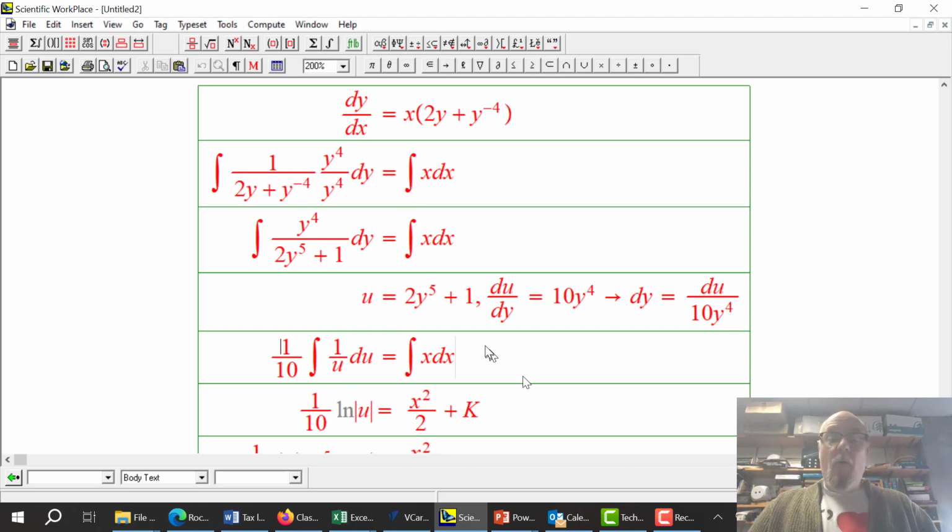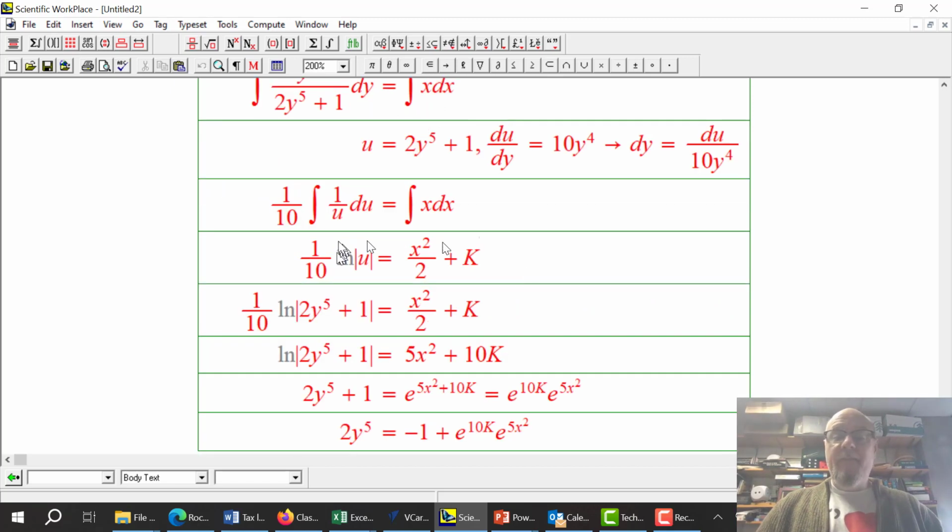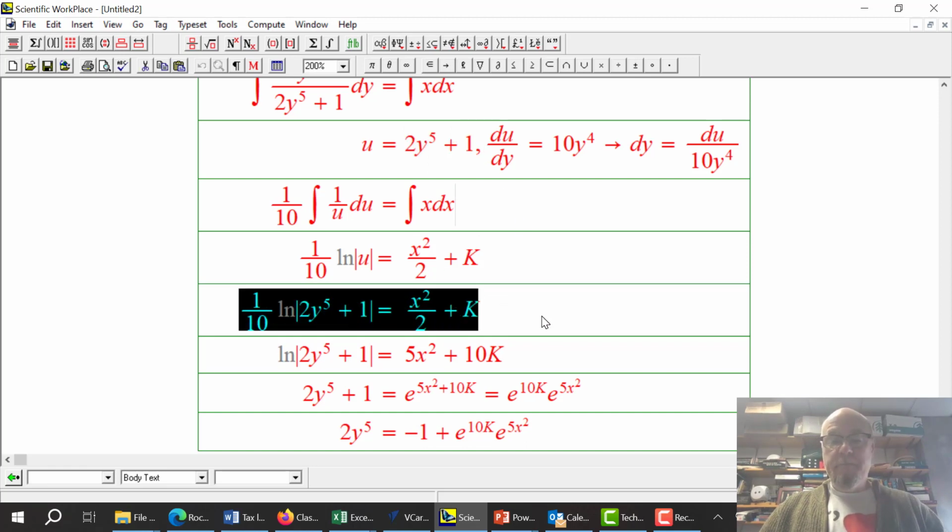All right, and I integrated the x side as well. That was just a straight add 1 to the exponent, divide by what's up top, and I get a constant. This time I used k because it's a different constant from when we did the Bernoulli. Let's replace what u is. This is just like in that Bernoulli, right? After we did our integration, we put back what v is. Now I'm putting back what u is. u is 2y to the fifth plus 1. So here's my implicit solution to the same differential equation.